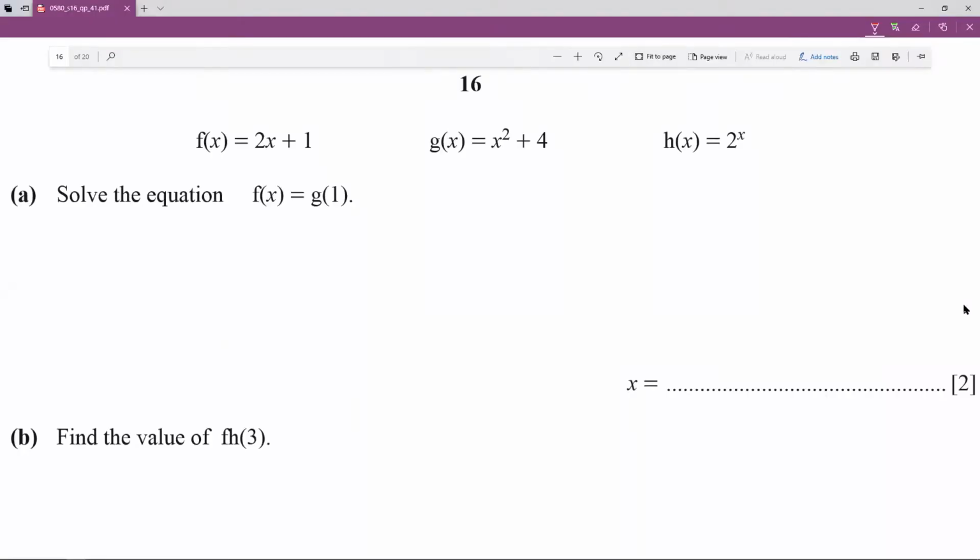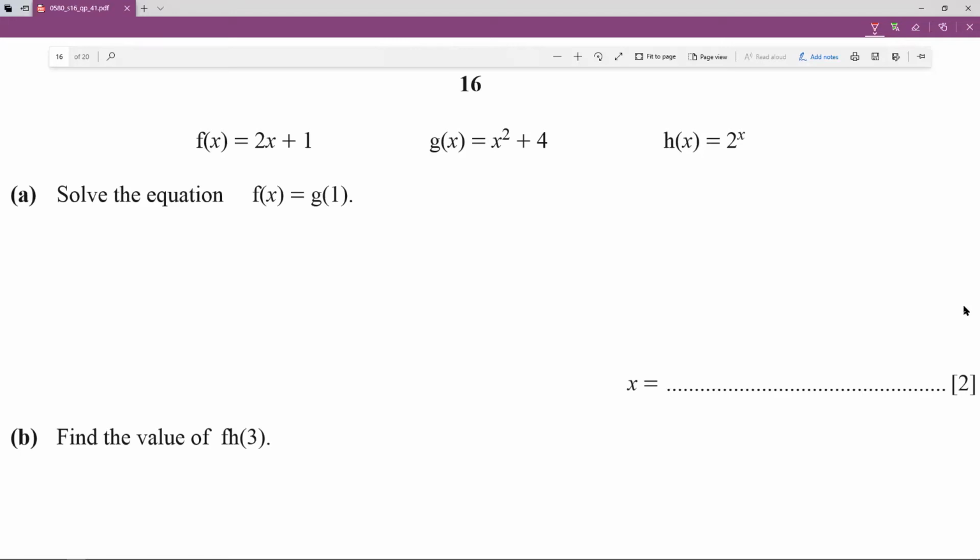This is actually the first video I'm doing on functions, and I'll go straight to the questions because functions is actually a very easy topic. So up there we have three functions: function f(x), function g, and function h. We'll use these three functions to solve each question in this paper.